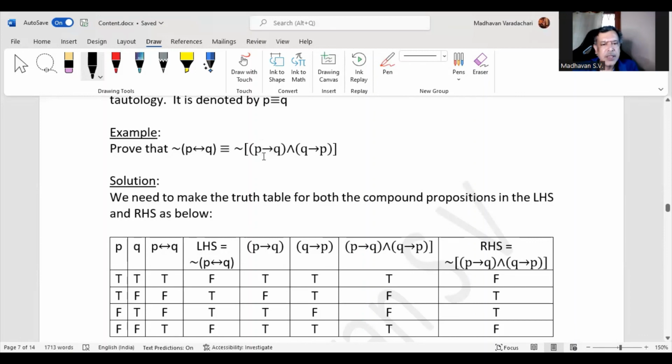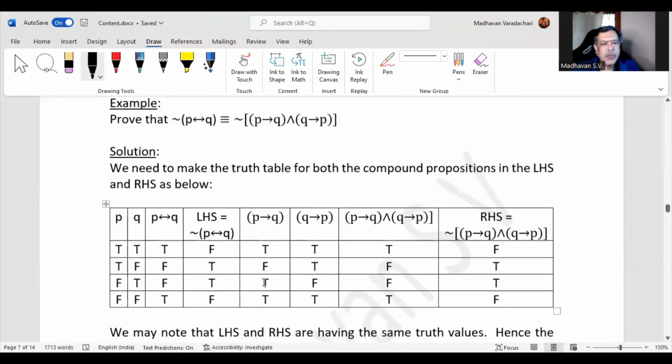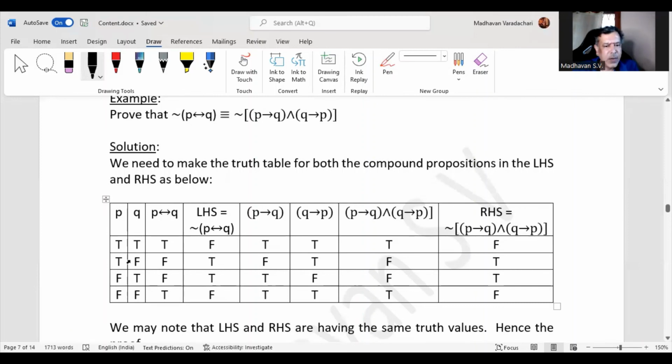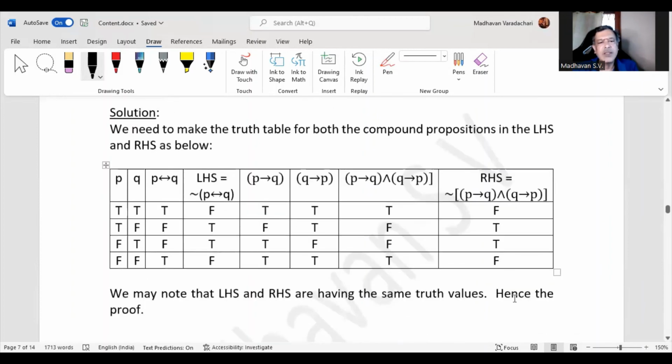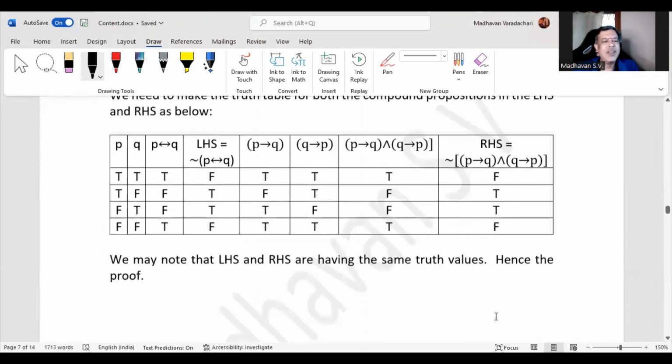Now we express P implies Q, where only the second one is false, the rest are true. Then Q implies P: only the third one is false, the rest are true. Now P implies Q and Q implies P: only if both are true will it be true. So here and here it is true. Then the negation of this becomes false, true, true, false. So we may now notice that the RHS components and the LHS components have the same truth values, hence the proof.